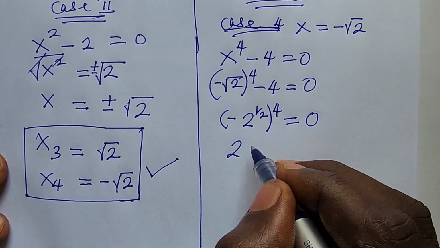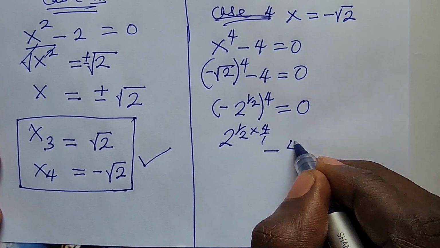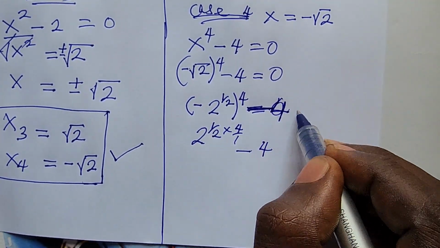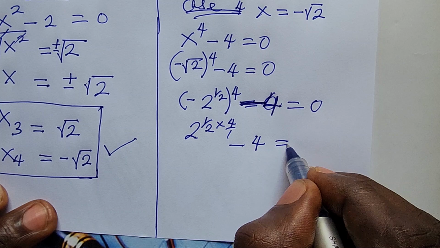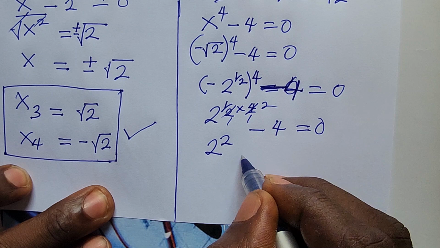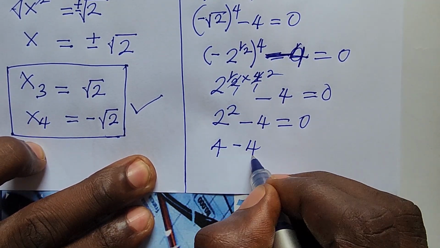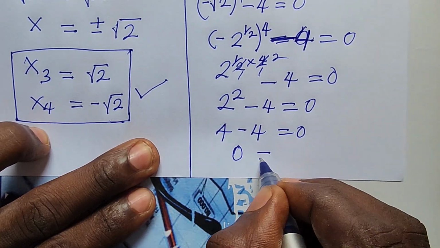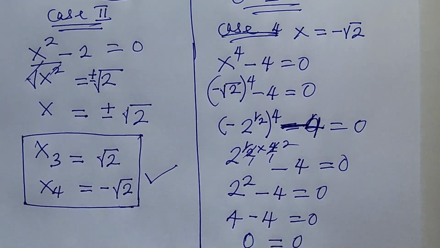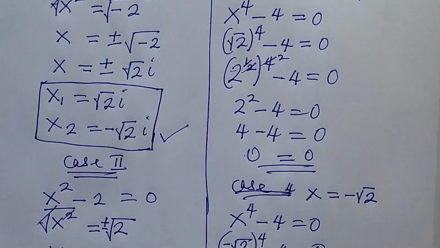Again, we're going to come up with 2 to the power of 1 all over 2 times 4 all over 1 minus 4. Oh, sorry, I didn't include minus 4 here. Here is minus 4. Pardon me, please. Equal to 0. So everything equal to 0. This here, 2. So we're ending up having 2 to the power of 2 minus 4 equal to 0. So we have 4 minus 4 equal to 0. So we have 0 equal to 0. So this shows that the fourth root, x equal to minus root 2, is also correct.